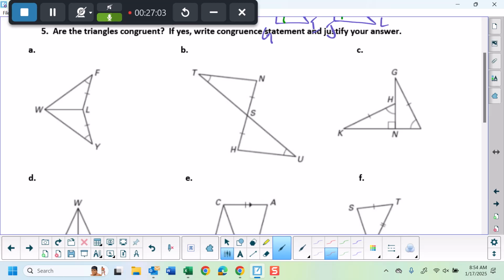Are they congruent? Yes. Actually, these ones are no. Are they congruent? Yes, because I have vertical angles here. The congruent statement is triangle TNS is congruent to triangle. If I started with T, I need to start with UHS. That's a congruent statement.